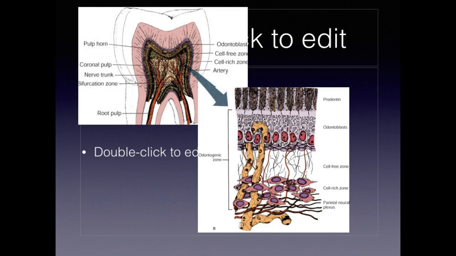Next to that is a cell-rich zone, and this is where there's a multitude of different kinds of cells, like our fibroblasts, our undifferentiated mesenchymal cells, our immunocompetent cells. Those are all there to help replace anything as needed. And then you can see the fibers in this diagram as well. Below that, we have the pulp core, which is where the blood vessels, lymphatics and nerves, as well as more fibroblasts, are found.